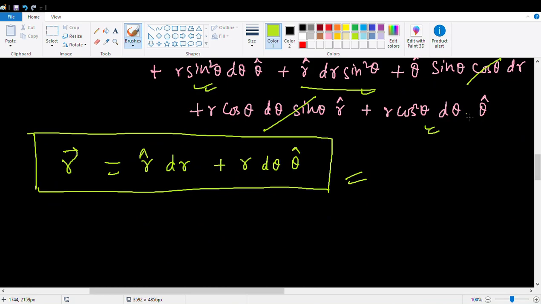Similarly you can find that the area vector can be given as this one, sorry, it is not there. Now dr, r and d theta.